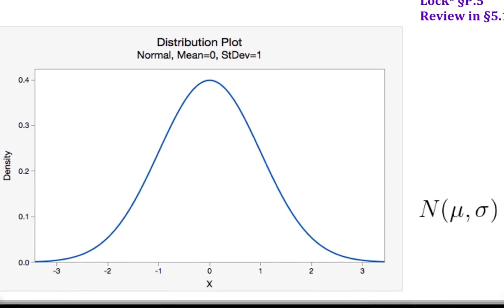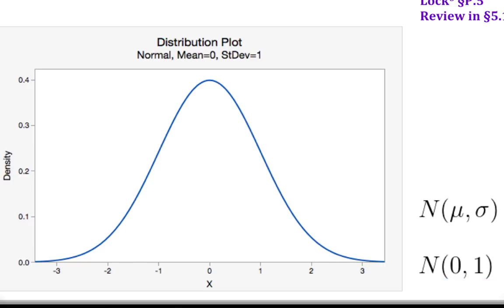You may see the notation N, and then in parentheses mu, comma, sigma. N signifies that this is a normal distribution, mu is your population mean, and sigma is your population standard deviation. For a z-distribution, you may see N(0, 1). In other words, a normal distribution with a mean of 0 and a standard deviation of 1.